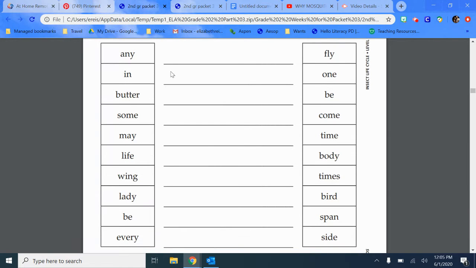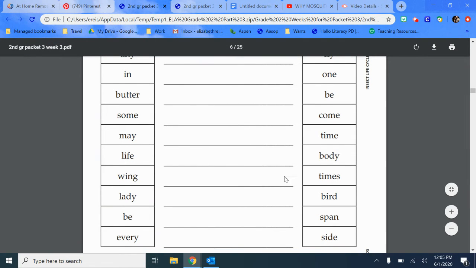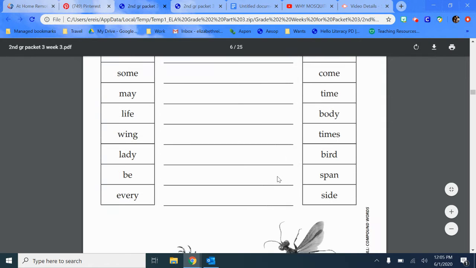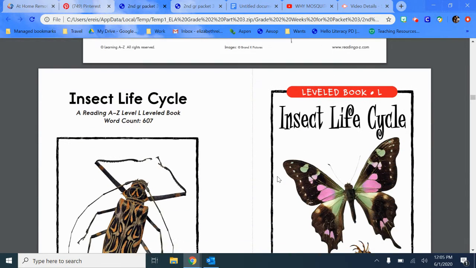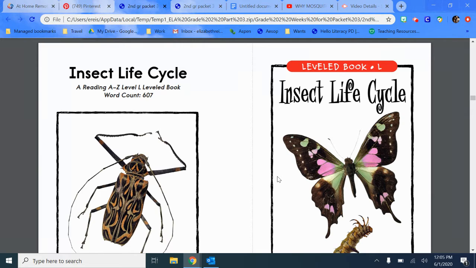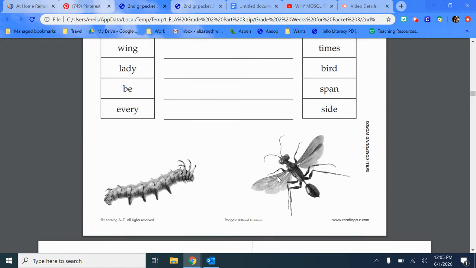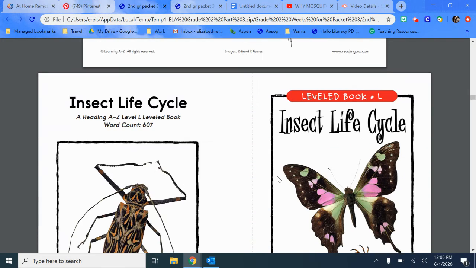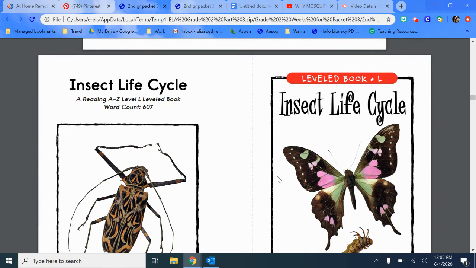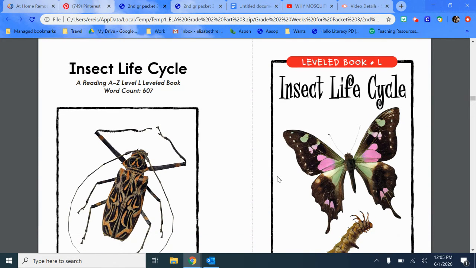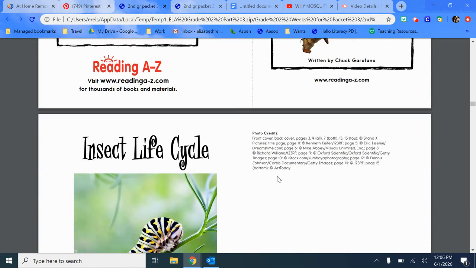Then you're going to go through these words and make pairs that are real words. When you're all done with that, we're going to go on and we're going to read the text called Insect Life Cycle. You can pause this video, work on your compound words, and then come back. Okay, now we're going to read about insect life cycles. So I'm going to read this and I want you to follow along with me.